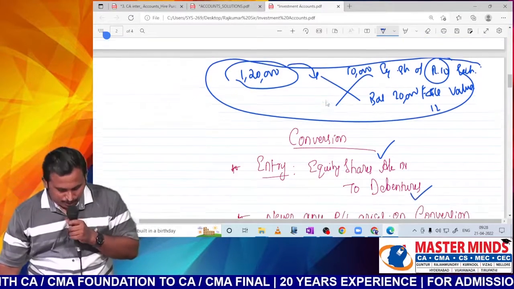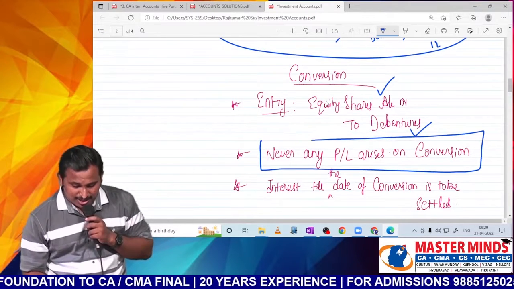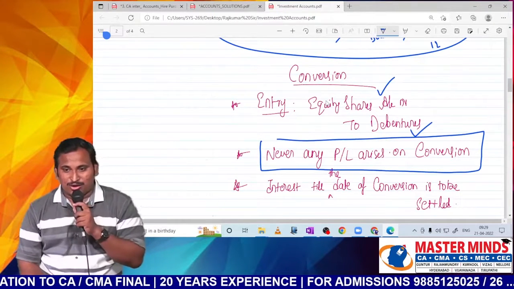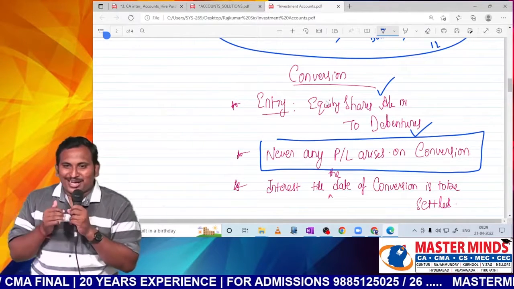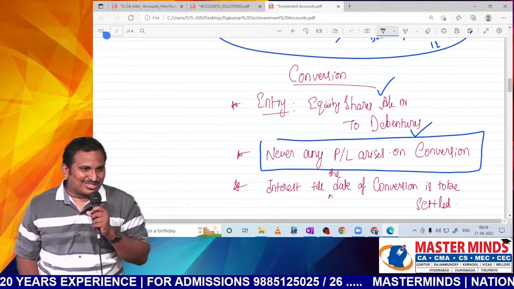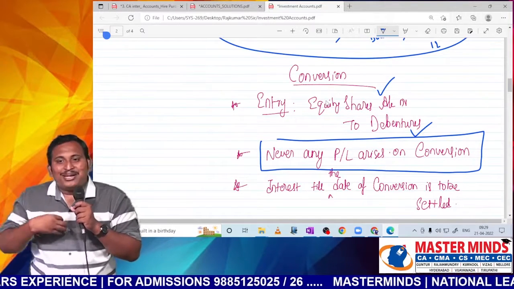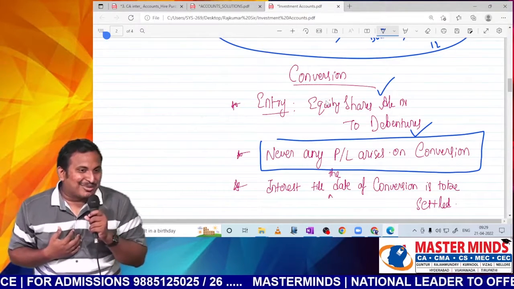So I will tell you one thing. Please remember this point. What is this? Never any profit or loss arises on conversion, because it's a barter, sir, exchange. You are giving one thing, you are taking another thing. Who will accept any profit or loss, sir? Rarely, company might face some loss and give some profit to the investor, but never investor would accept any loss.